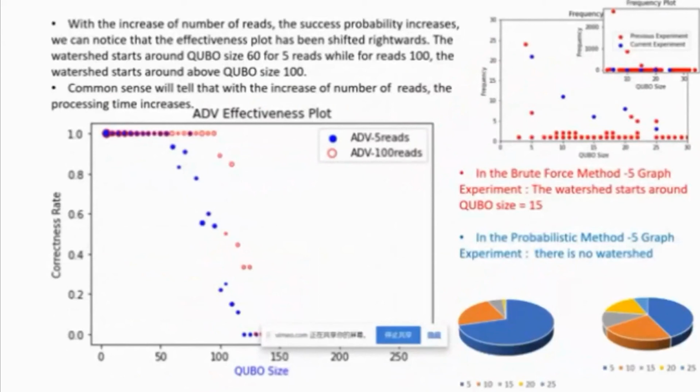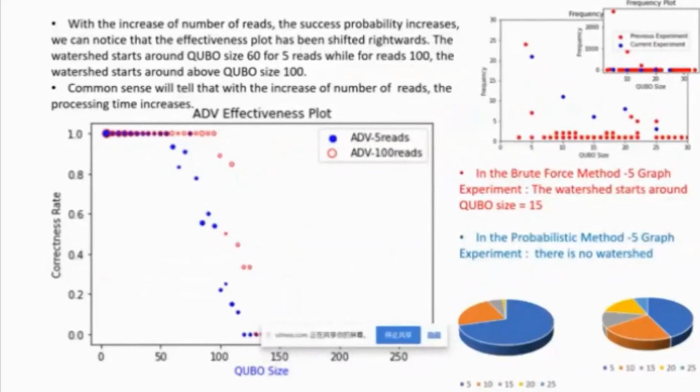The next slide shows that with increased number of reads, the success probability increases. We can notice that the effective plot has been shifted rightwards. The watershed starts around qubit size 60 for 5 reads, while for 100 reads, the watershed starts at about qubit size 100.